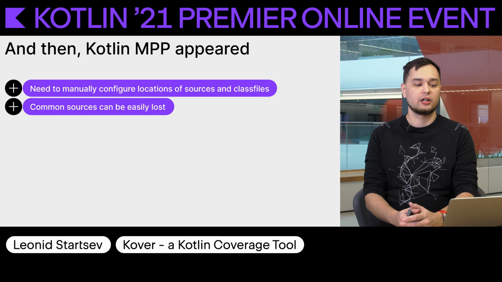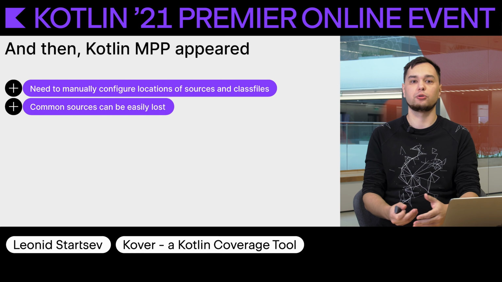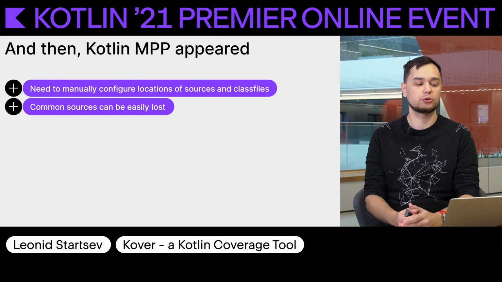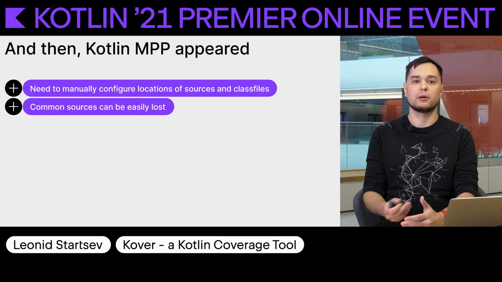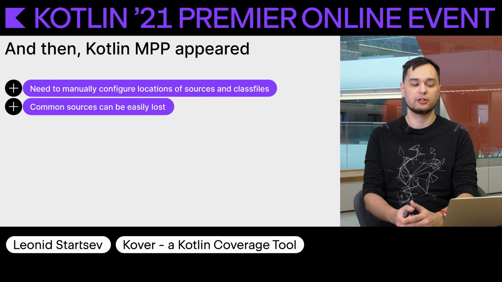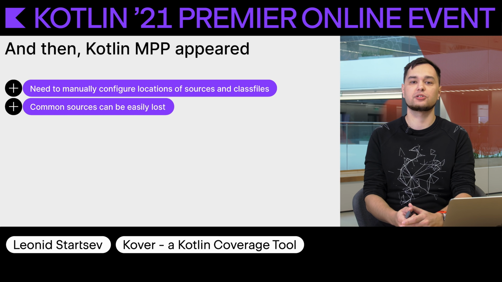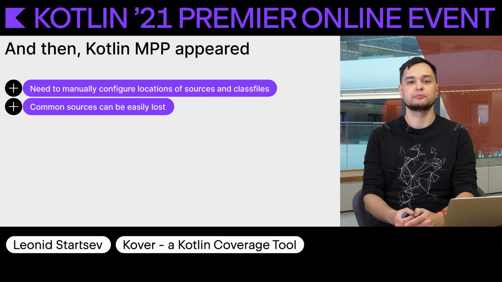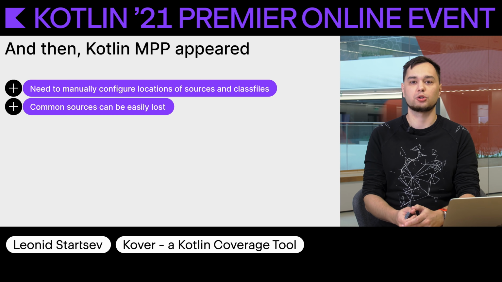We also need to factor in Kotlin multi-platform projects with multi-platform programming. Multi-platform projects usually have a different file structure from regular Kotlin JVM projects. So to configure our tools, we may need to manually specify locations of source files and compiled class files. And also common sources can be easily lost because they are located in a different folder than JVM platform sources.